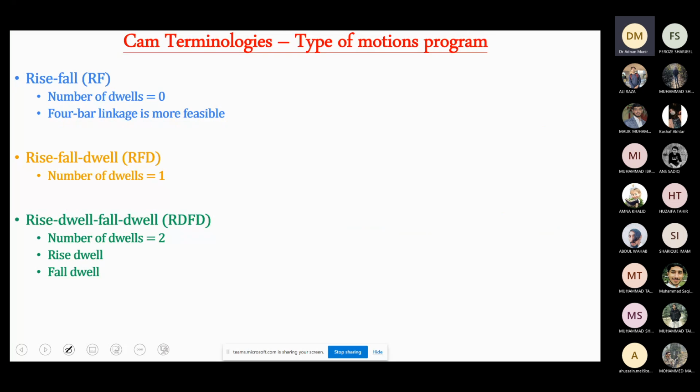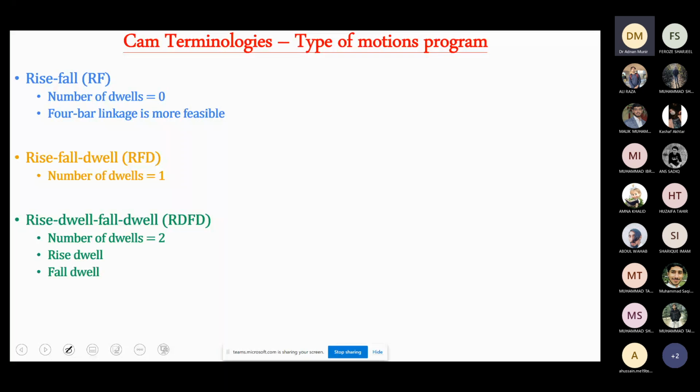Now, another type of classification is based on the type of motion program that we have. Motion program means how the cam follower is going to move. So it can have rise-fall. When it is rise-fall, then the number of dwells that we have is zero, because the cam and the follower are not losing contact at any point. That means there is no dwell. When we have to design a cam follower based on rise-fall, it is more convenient to use a 4-bar linkage, as a 4-bar linkage does not have any dwell. When we have dwell, then we normally use a cam follower system.